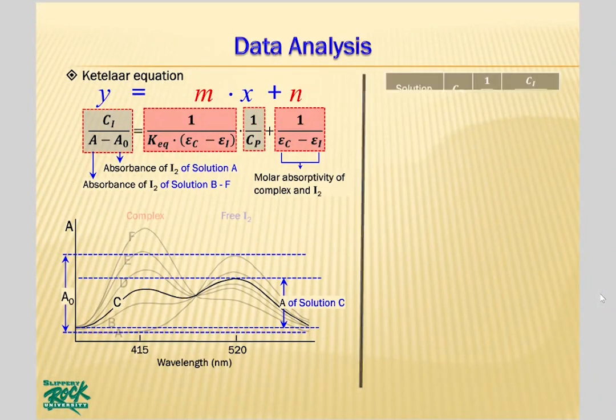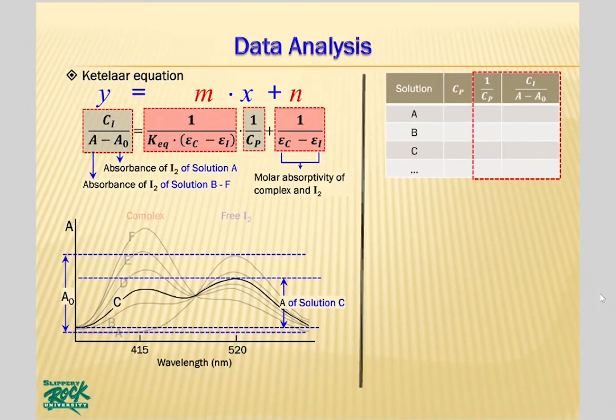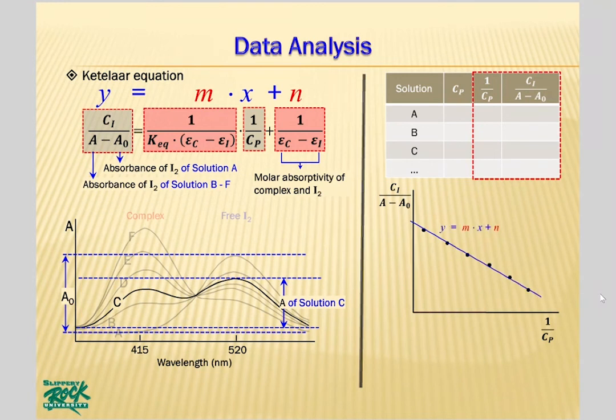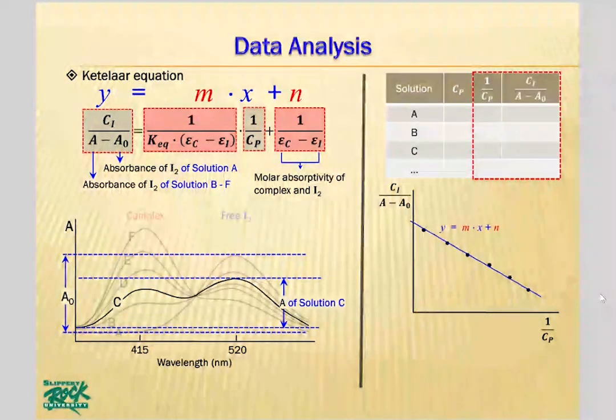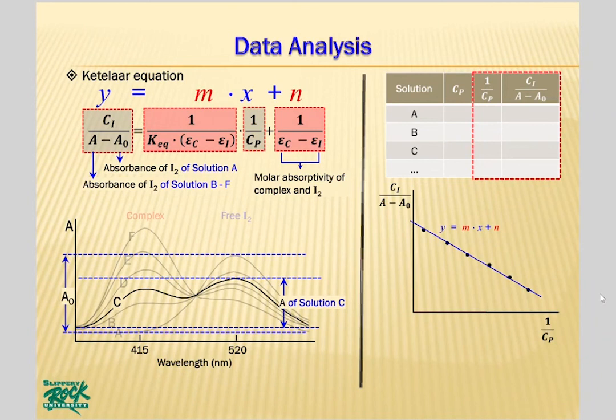Make a table like this one and fill the blanks. Use a spreadsheet software and plot your data like this. Find the equation for the best fit line or trend line. The m and n are given as numerical values in the equation for the trend line. The y-intercept n is equal to 1 over epsilon C minus epsilon I. The slope m is equal to 1 over Keq times epsilon C minus epsilon I.